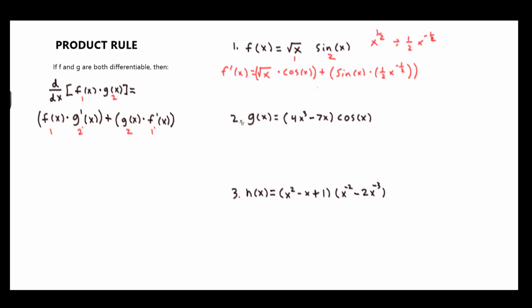Looking at our second example here, as you can see, we also have two functions being multiplied together. Our first one is this 4x cubed minus 7x, and our second term is this cosine of x. So we'll just go down the line of our product rule again. So it always just starts off with our first term, and we're doing nothing with that. And that's going to be multiplied by the derivative of our second term here. So the derivative of the cosine of x is just negative sine of x.